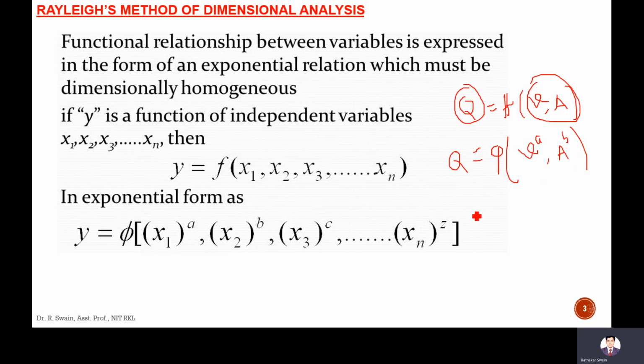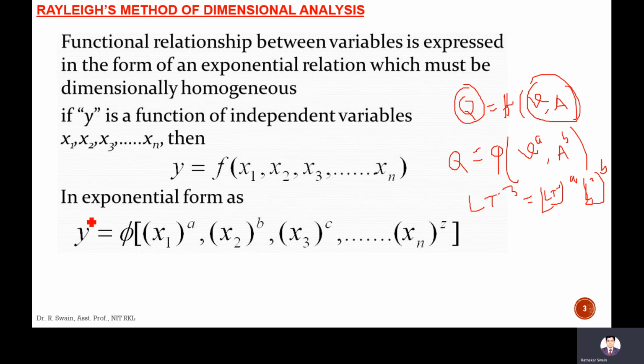Because we have to follow the dimensional homogeneity rule, on the LHS we write L cubed T to the power minus 1, which is the discharge dimension. And on the RHS, the velocity dimension is LT to the power minus 1, raised to the power a, and the area dimension is L squared, raised to the power b. So here we can solve the a and b values, and after solving them we can derive the relationship.